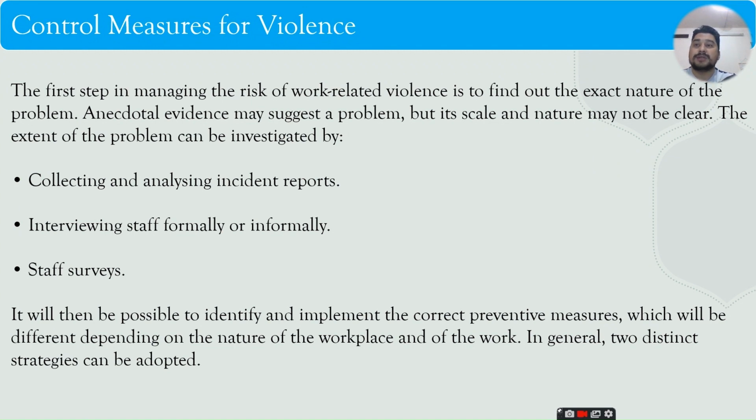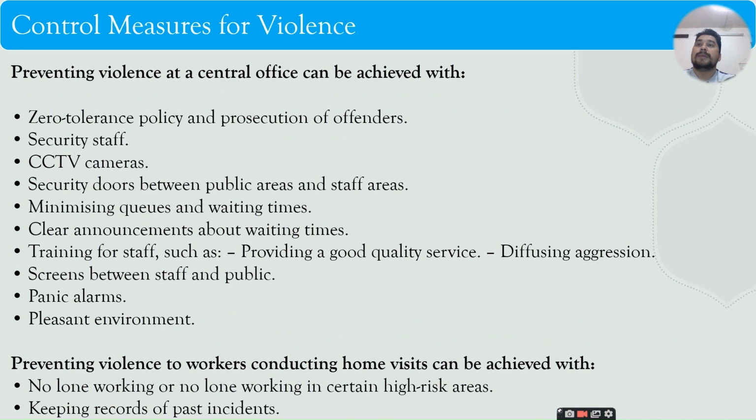In general, two distinct strategies can be adopted. Preventing violence at a central office, if you are working in a central office, and how you can avoid the violence. First of all, a zero tolerance policy and prosecution of offenders. That policy should be implemented. You can appoint security staff. CCTV surveillance cameras should be installed, so people can see the cameras and control themselves. Security doors between public areas and staff areas. If you are handling the public, then where staff enter the staff areas there should be a security door, so anyone non-staff should not enter those areas.